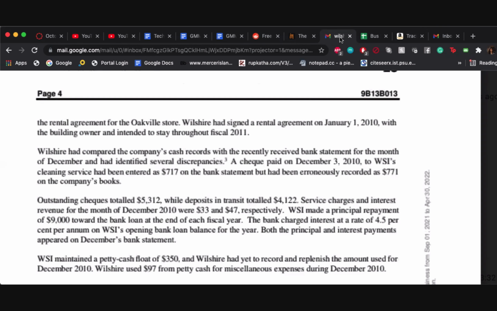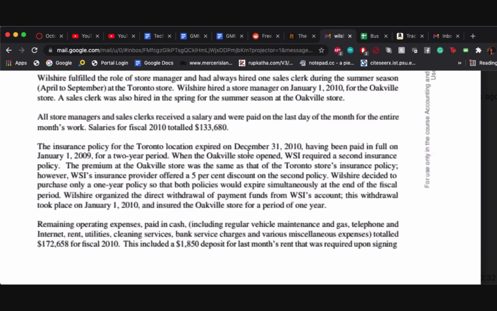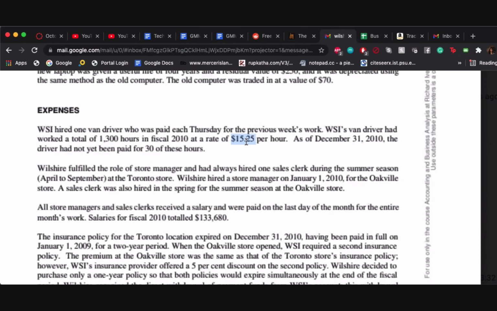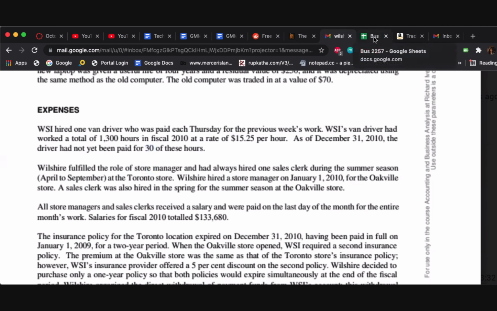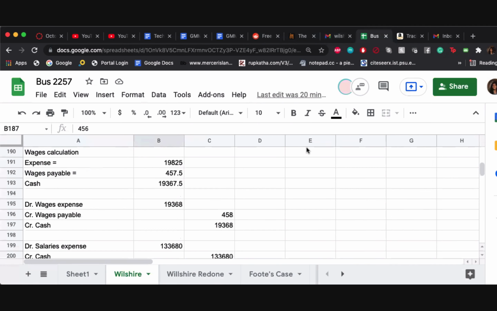Now, to calculate how much we owe these people for wages, we know that this is the rate and they worked a total of 1,300 hours. So we just multiply one by the other. And then we credit cash, debit wages expense. Now, the second thing we do is the same thing for this: 30 times the hourly rate. And what will be the credits and debits for that if we're not paying them right now? So you put it into wages payable. You credit it into wages payable, and you debit wages expense.